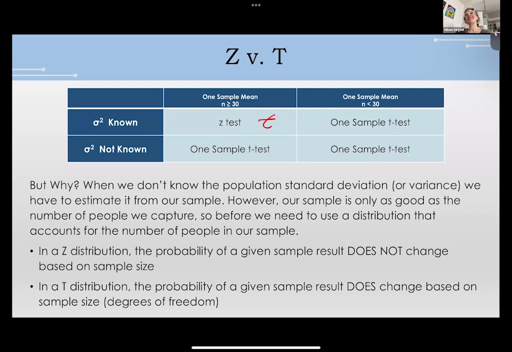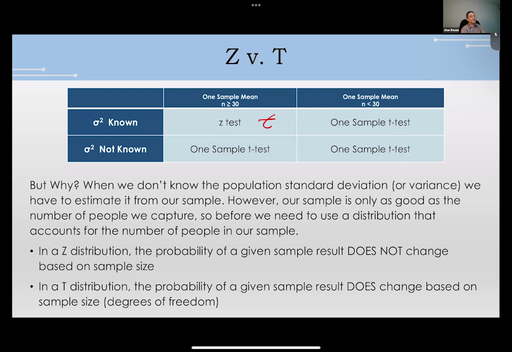Does anyone know, if the standard deviation is known, but the sample is under 30, we use a t-test because that more accounts for the n? You need a more extreme value. And that's why the n under 30 comes from this idea that the degrees of freedom once you reach 30 is the same as the z, basically. So that's where that aligns.